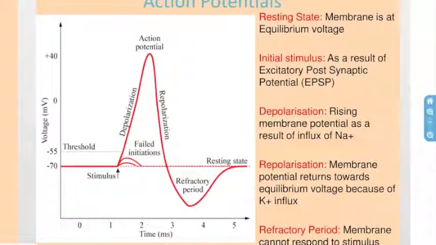An action potential is a rapid reversal in the voltage of a cell. We have a resting phase where the membrane is at equilibrium voltage of minus 70 millivolts. We then have an initial stimulus, which is as a result of an EPSP. This leads to a depolarization, which is a rising membrane potential as a result of an influx of sodium ions. After the peak, we have a repolarization, which is when the membrane potential returns towards the equilibrium voltage due to potassium ions efflux. This is as a result of closing of the sodium channels that open in depolarization and the opening of new potassium channels. Throughout this whole process, we have a refractory period, which means the membrane cannot respond to stimulus.